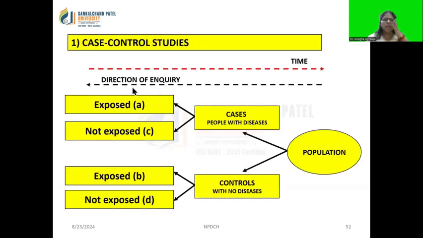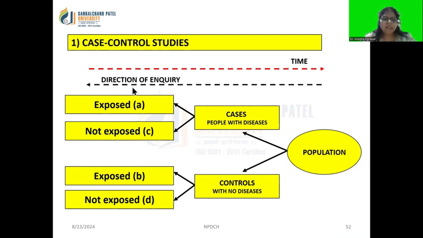So, analytical studies, the very first and very important is case control study, and the other one is cohort study. There are some other examples like ecological studies, but most important for you and your exam point of view is case control study and cohort study. So I'll be discussing these two studies in this session. So first we start with the case control study.